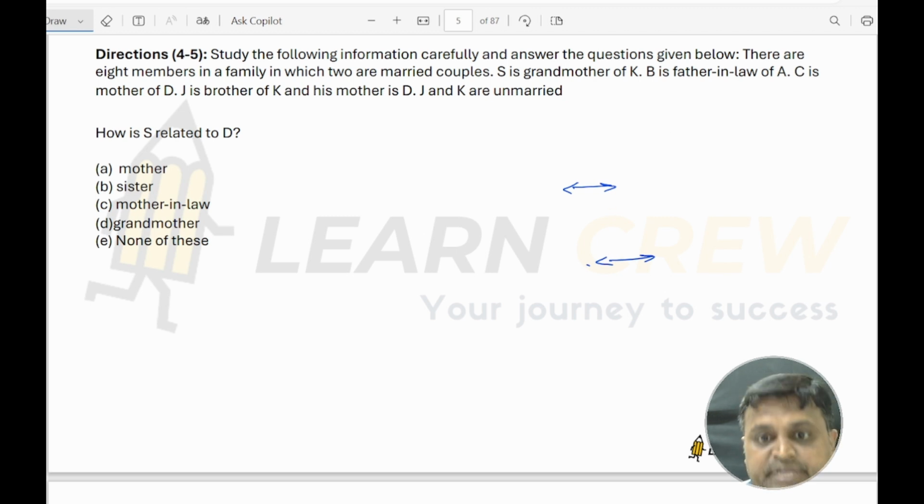C is the mother of D. J is the brother of K. S is the grandmother of K. So J and K are siblings. J is the brother of K and his mother is D. So J and K's mother is D.